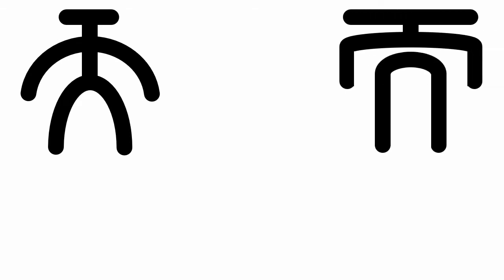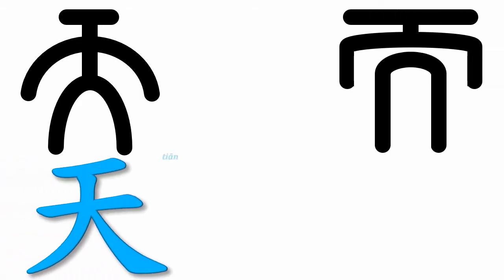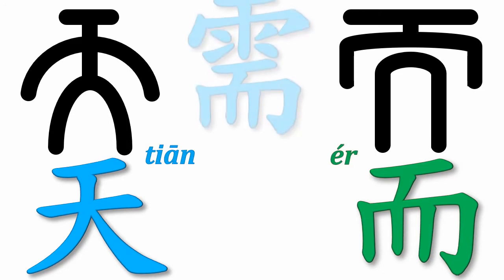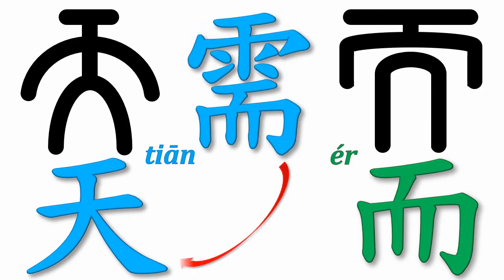Here's a comparison of the primitive forms. Remember that the man with outstretched arms, da, is the origin of sky and the heavens, tian, that vast expanse above mankind. It's not hard to see how the two forms could be mixed up.